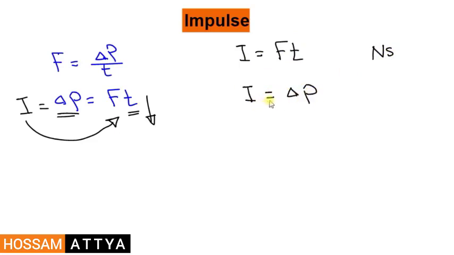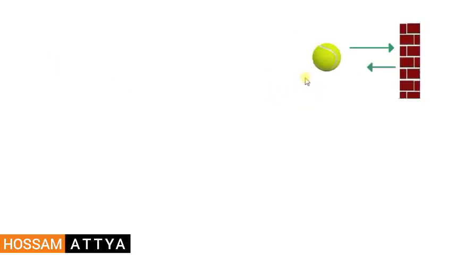For example, here if I have a ball of mass 200 grams traveling towards the wall by a speed of 8 meters per second, it hits the wall and bounces back by 6 meters per second. The ball was in contact with the wall for a period of time of 0.1 seconds. How much is the impulse acting by the ball on the wall?